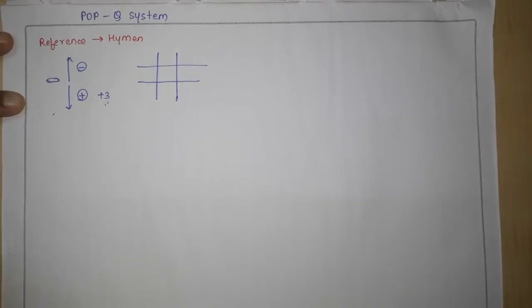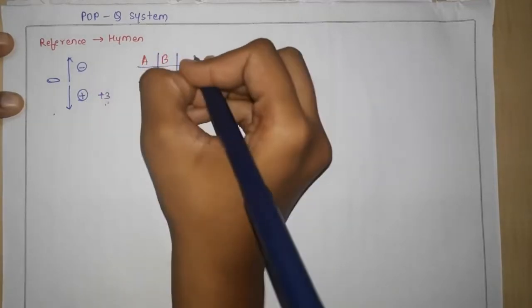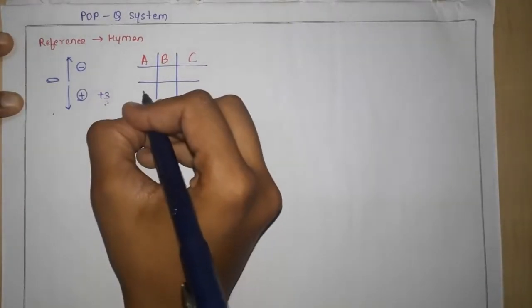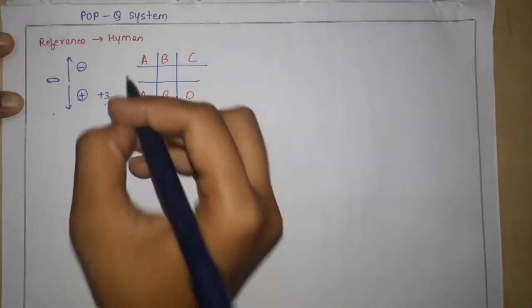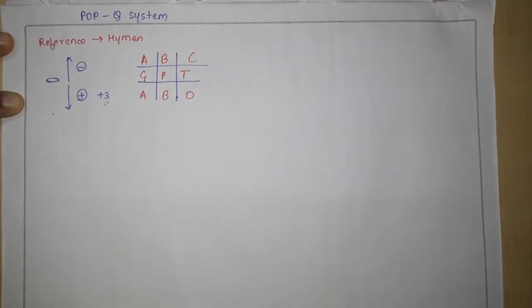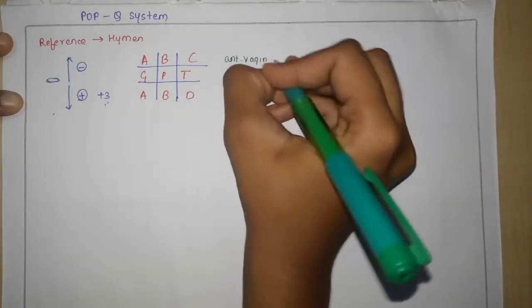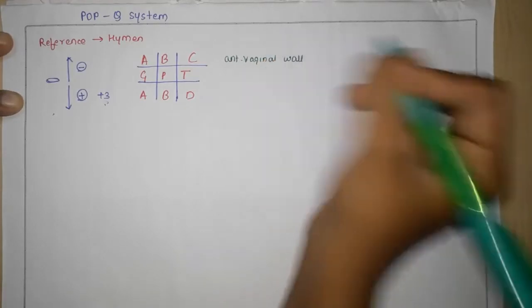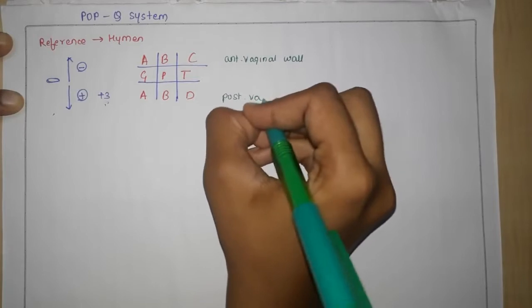For easy remembrance, you can in the first row write an A, a B and a C, then write an A, a B and a D. Here you write a G, a P and a T. All the values in the first row correspond to points with relation to the anterior vaginal wall. The last row corresponds to points with respect to posterior vaginal wall.